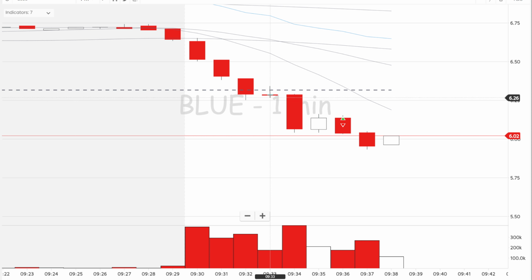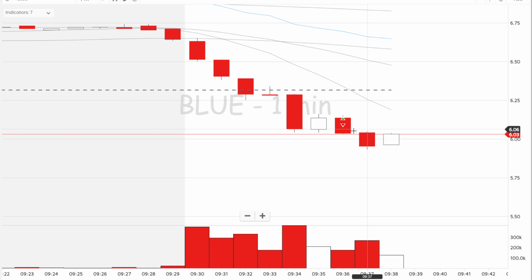I just watched the stock sell off. I was hoping for a reversal like this far right here, but unfortunately, I got in and it just dropped on me, so I had to get stopped out.